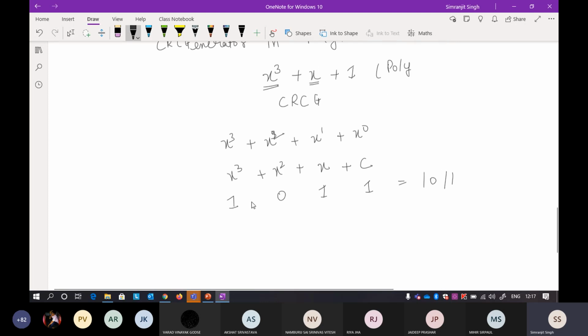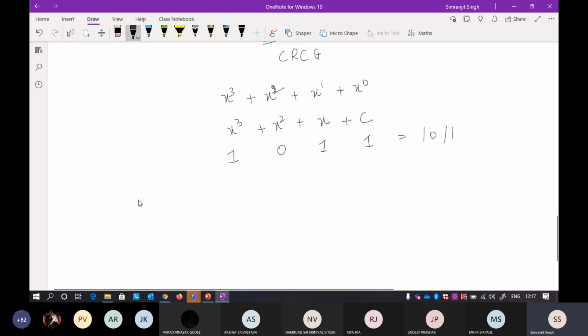Suppose you figure it out, you just tell me what will be the answer for this one when the data is 1 1 0 1 0 and the CRC generator is x raised to power 3 plus x plus 1. Take like 5 minutes and tell me the answer for this one. Just tell me what will be the CRC in this case.